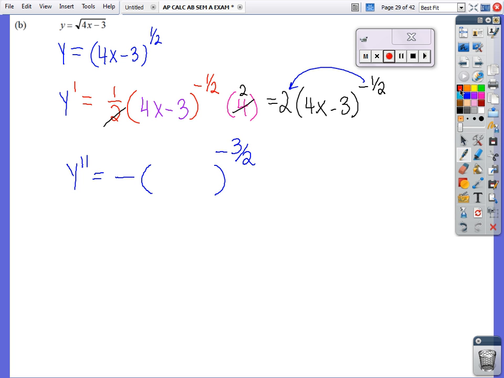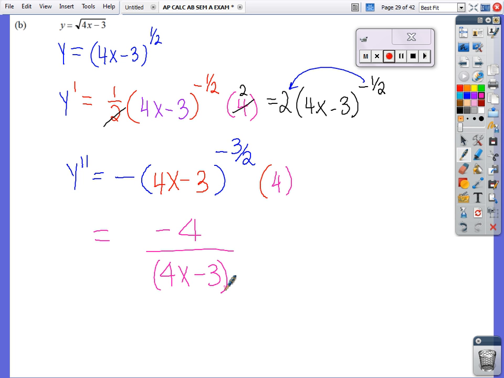I'm going to leave the inside exactly the same as it was, and then multiply by the derivative of the inside, which is 4. So my final answer, the negative stays in the numerator, the 4 stays in the numerator, and then the denominator would be 4x minus 3 to the 3/2 power. If you wanted to write it with a radical symbol, you would have the square root of 4x minus 3 cubed.